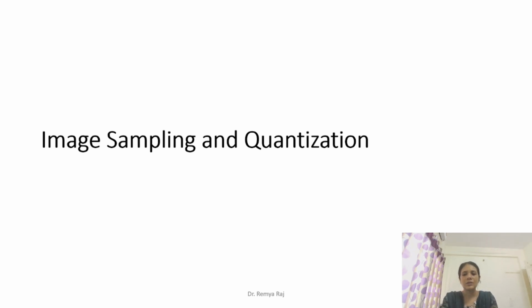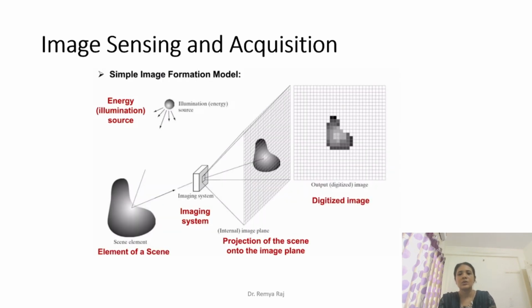In the last lecture video, we studied image sensing and acquisition. So now we'll see what image sampling and quantization are. In image sensing and acquisition, we studied that we have an element or an object.